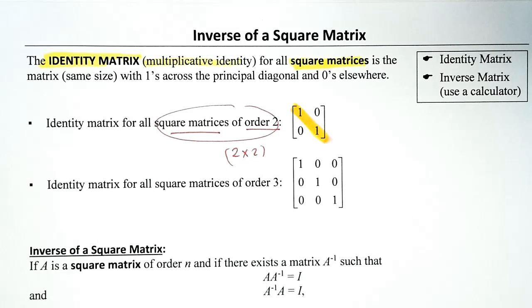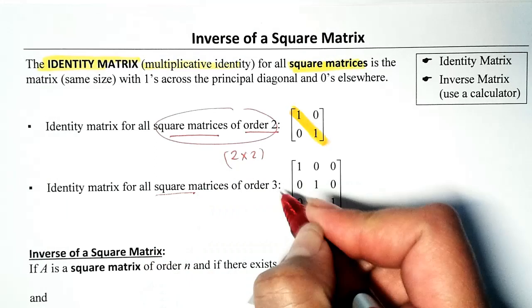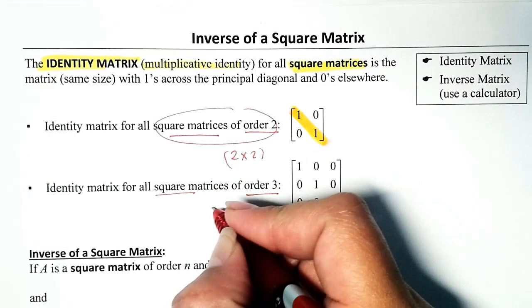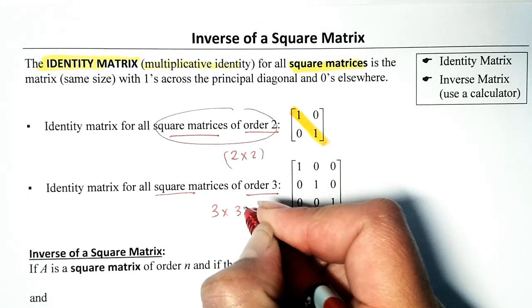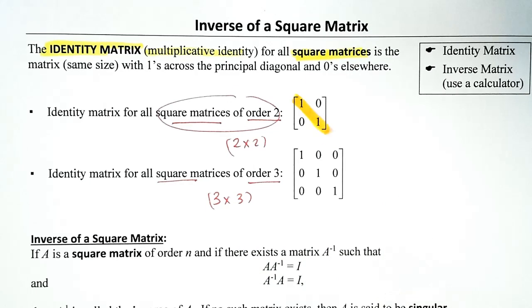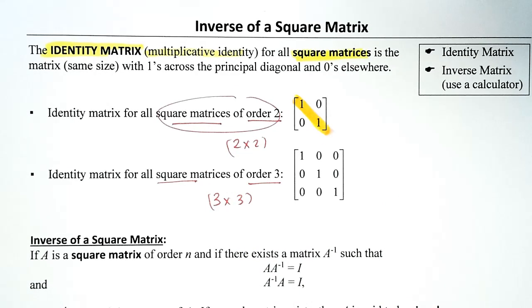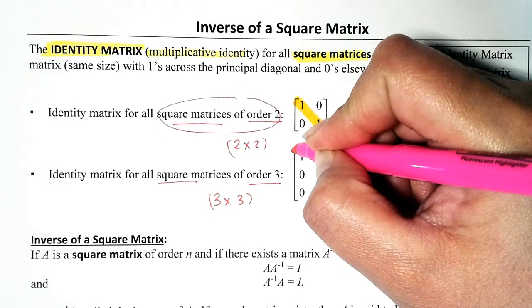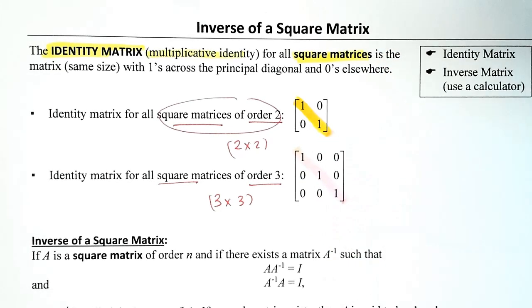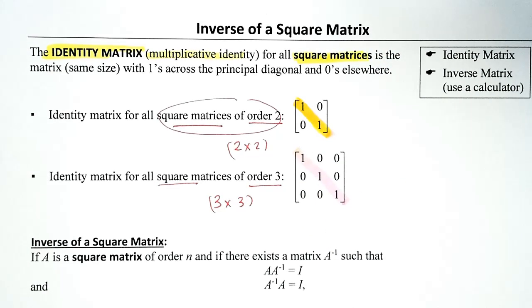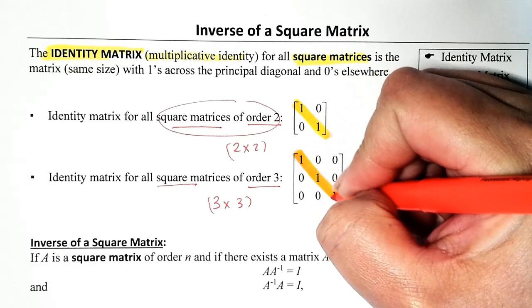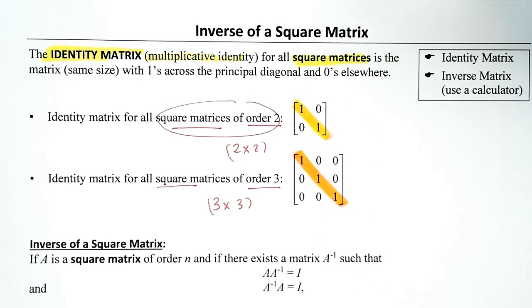Now, what does the identity matrix for a square matrix of order 3 look like? A square matrix of order 3 is code for a matrix of size 3 by 3. So it's going to be the same speech. The identity matrix will have ones all the way on the diagonal. That's also a bad highlighter, sorry. The identity matrix will have ones on the diagonal and then 0 elsewhere.